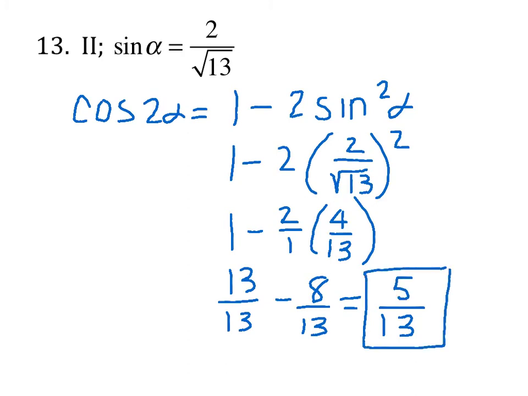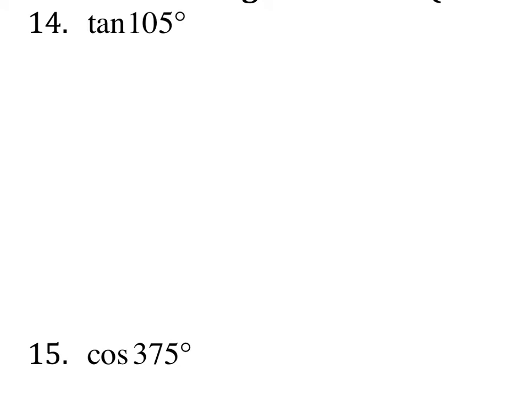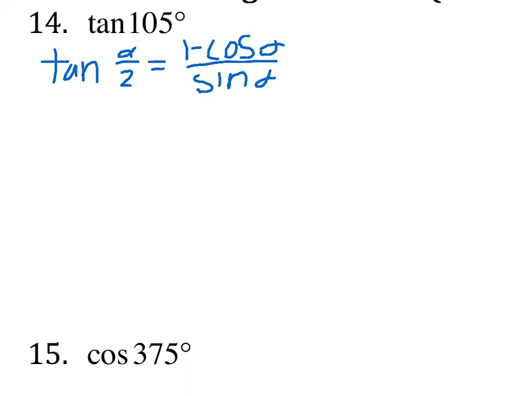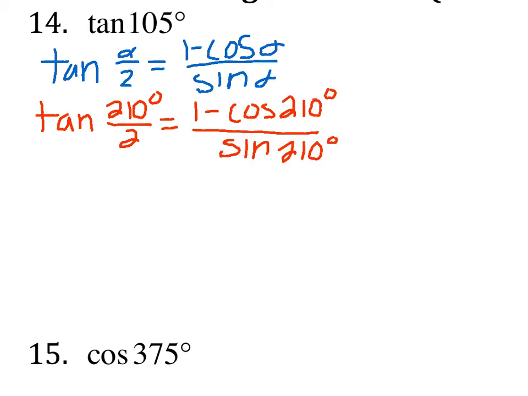So for this next section, we can either use the half angle formulas or we can use sum and difference. So I'm going to do number 14 using both of those methods. There are 3 different tangent half angle formulas that we can use, but I'm going to choose to use the 1 minus cosine over sine. So the first thing I need to do is figure out how can I write 105 as something over 2. And I can write it as 210 over 2, and I did that by multiplying by 2 over 2. So I have 1 minus cosine of 210 divided by sine of 210.